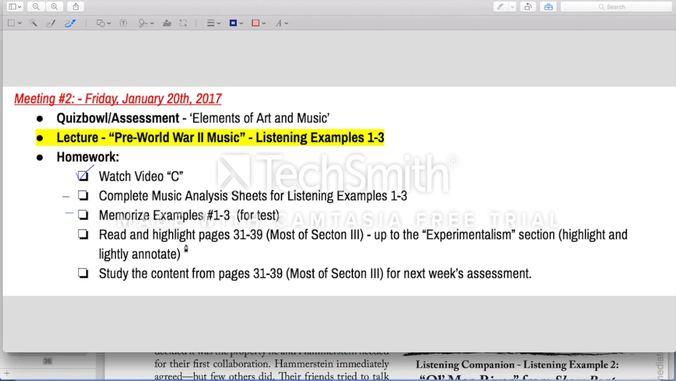Read and highlight pages 31 through 39. We're doing that right now. And like I said, pages 35 and 36 were already done in class last Friday, so you don't have to do that. And finally, study the content from pages 31 through 39. This is completely connected to each other. If you guys do this and watch the video, then you're already checking off these 3 boxes.